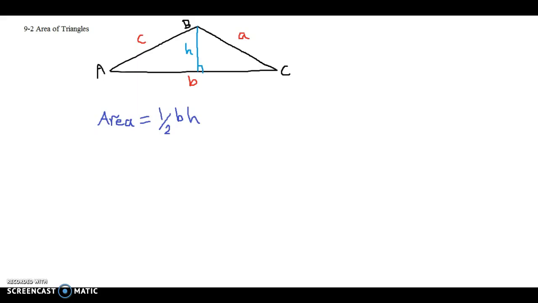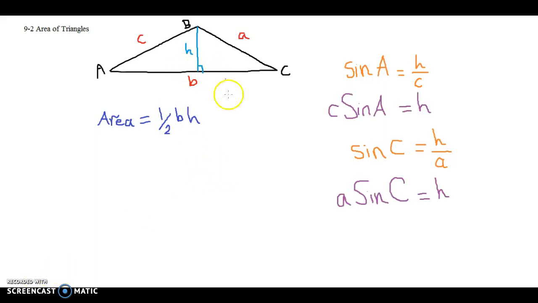Now, let's look at that height for a little bit. We know in this right triangle over here that the sine of angle A is the opposite, which is h, over c, which is the hypotenuse on the left triangle. So if we solve for h, we can find that h is c sine A. Similarly, on the right triangle, sine of angle C is h over a. If we solve for h again, we can find that h could be represented as a sine C.